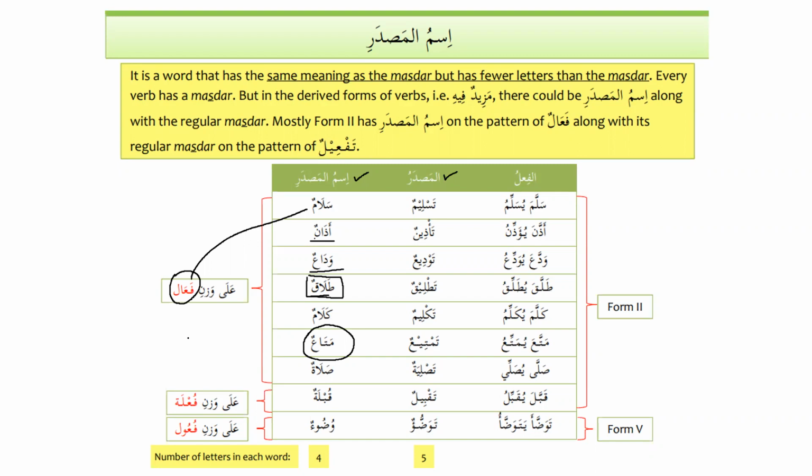So the most common pattern is fa'alun. Fu'latun is possible, fu'ulun is possible, and I think I know only one word, Allah knows best as of now, that comes on the pattern of fu'ulun that we use in everyday life, and that is the word wudu'un. So all of these are ism al-masdar. Is this clear now? And we can see over here that the real masdar has 5 letters, and ism al-masdar always has 1 letter less than that. So this one has 4 letters. So there will always be 1 letter less than the real masdar. That's why I think it's called ism al-masdar.